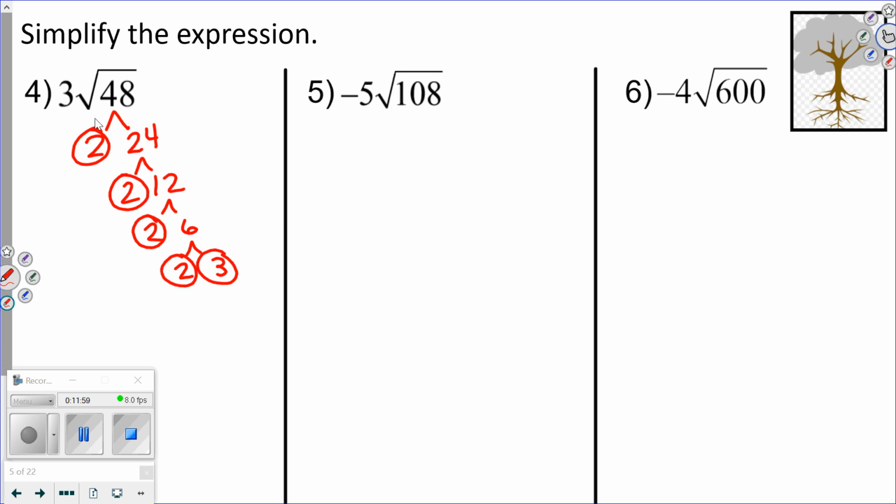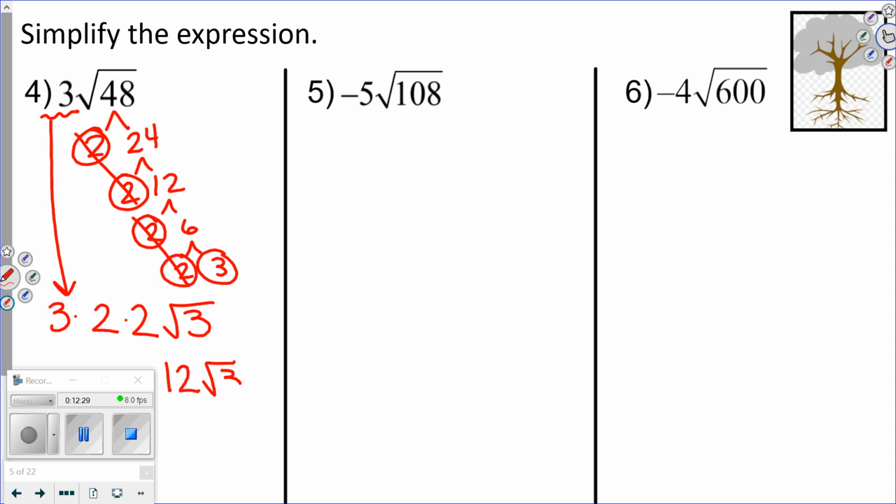All right, what pairs do we have? Yeah, I got a pair of 2s there. Another pair of 2s. Leftovers in the fridge. This one's just already outside, so we can just bring it down. If you said 4, yep, you can multiply the 4 by it. You can bring it down and multiply them here. It doesn't matter. So 3 times 2 times 2 is 12, and then radical 3.